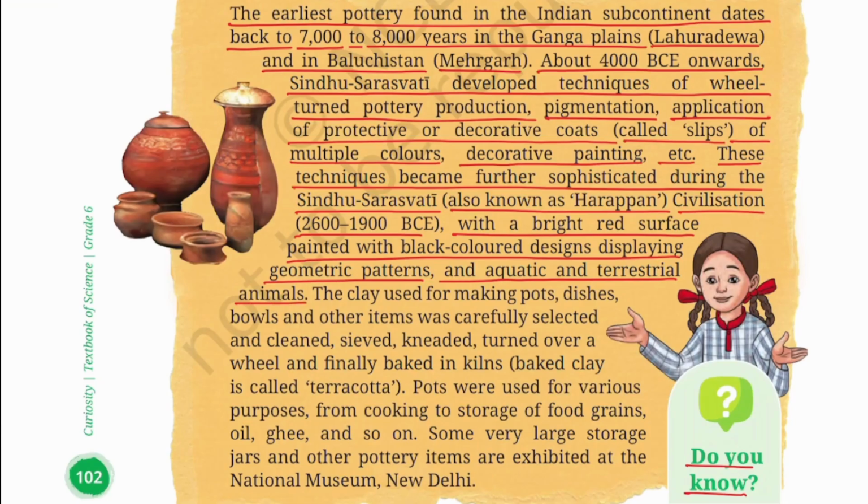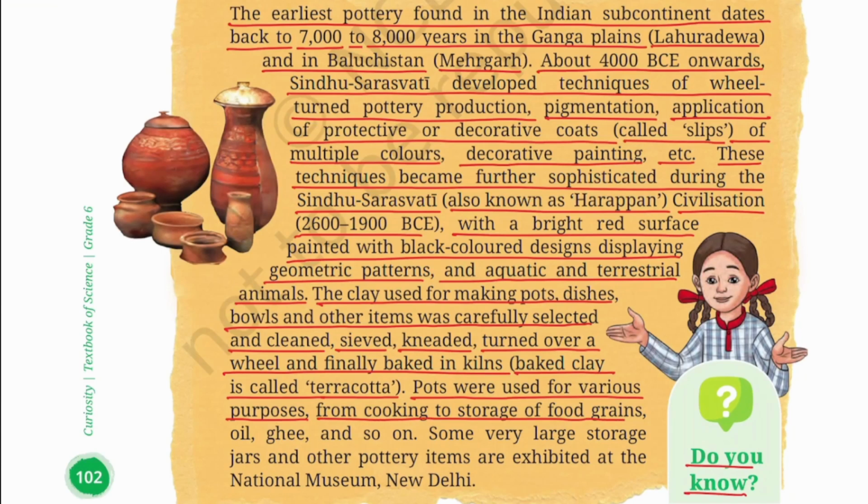terrestrial animals. The clay used for making pots, dishes, bowls, and other items was carefully selected and cleaned, sieved, kneaded, turned over a wheel, and finally baked in a kiln. Baked clay is called terracotta. Pots were used for various purposes, from cooking to storage of food grains, oil, ghee, and so on. Some other large storage jars and other pottery items are exhibited at the National Museum, New Delhi.